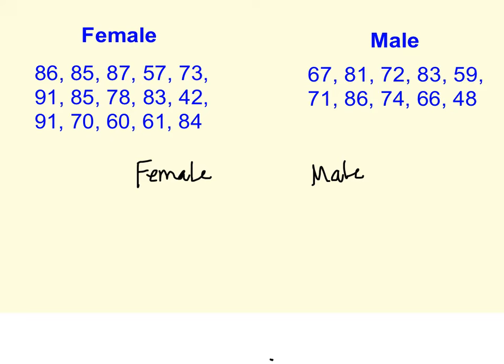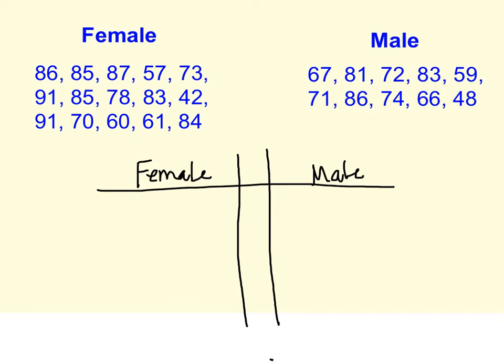When you do a back-to-back stem and leaf plot, the males and females will share the stem in the middle. So I'm going to go ahead and draw that's where the stem is going to be, in the middle. We want to find the smallest and the largest number of each data set. If we look at the females, our smallest number looks like it's a 42. Our largest number is a 91. Now for the males, our smallest number, let's see, looks like we have a 48. And our largest number is this 86.